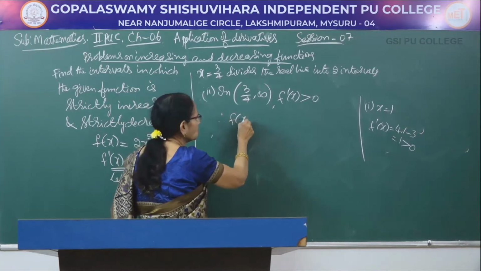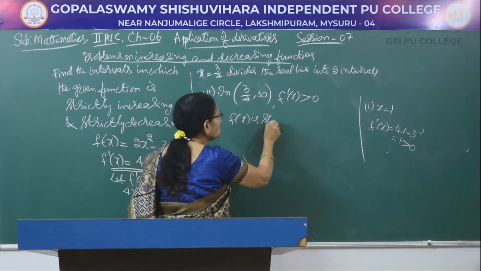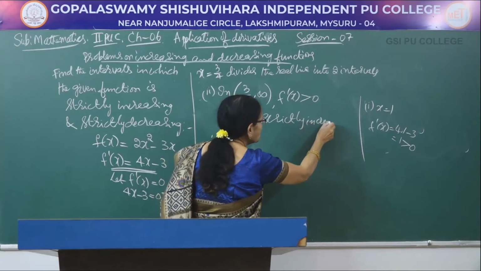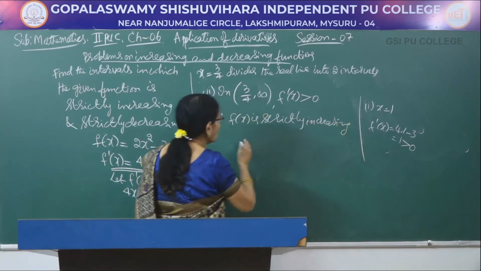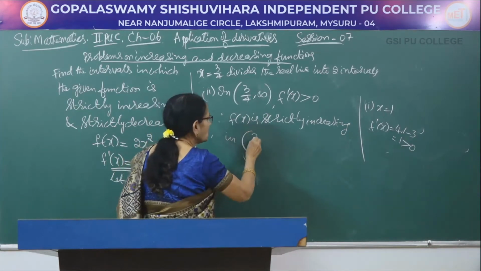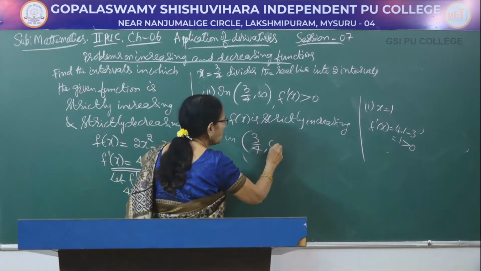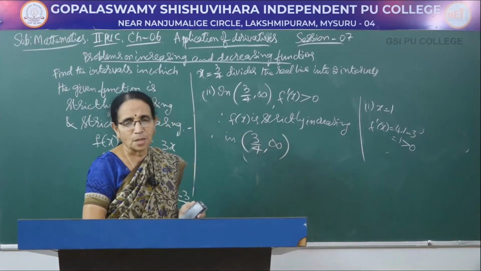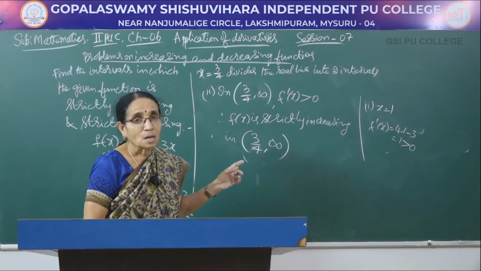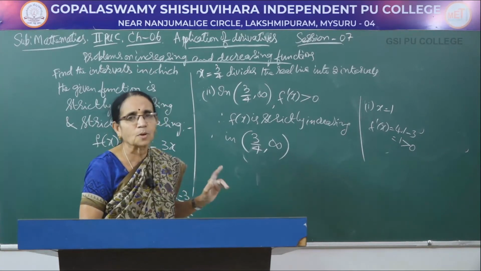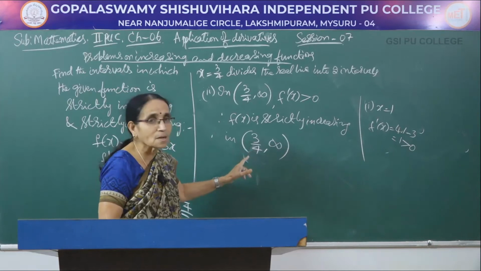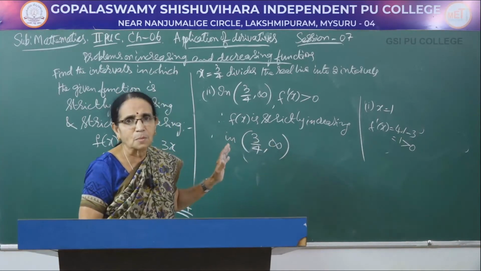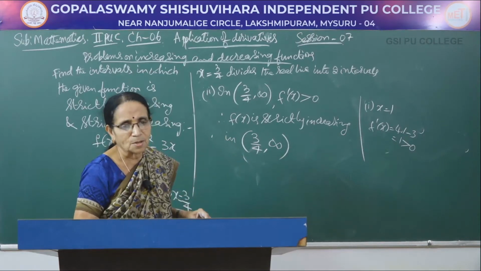Therefore, write the conclusion, f x is strictly increasing in the open interval 3 by 4 comma infinity. Here also again, if they had asked you to find the values of x, you can write, for all x greater than 3 by 4, function increases. For all x less than 3 by 4, the function decreases.